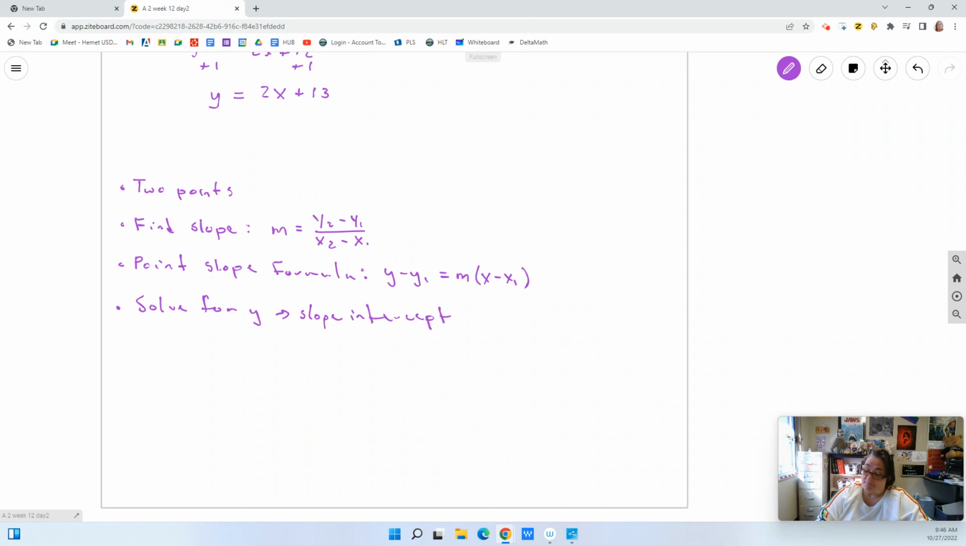I'm going to do one more example of the 2 points, and then I'll do one of the word problems, and then I'll let you guys go.